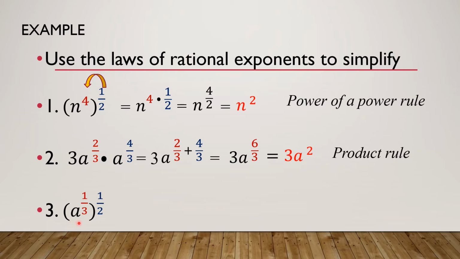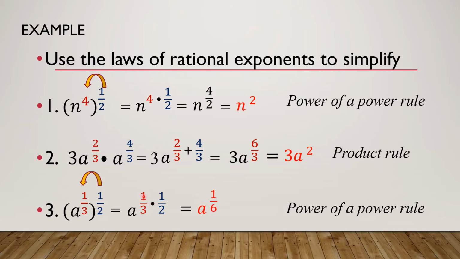For number 3, a raised to 1/3 raised to 1/2. So what are we going to do? We're just going to use the power of a power rule, the same as in number 1. So in this case, we're just going to copy the base, then multiply the exponent. So a raised to 1/3 times 1/2. Then multiply. 1 times 1 is 1. 3 times 2 is 6. And that is your final answer. a raised to 1 over 6.